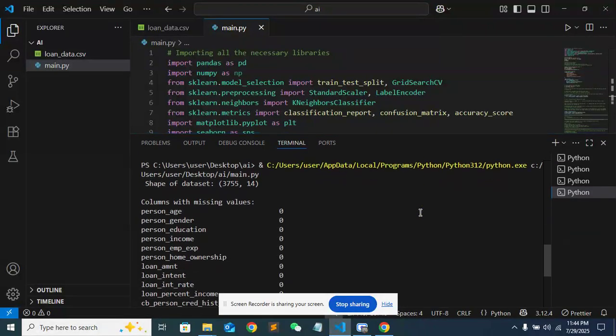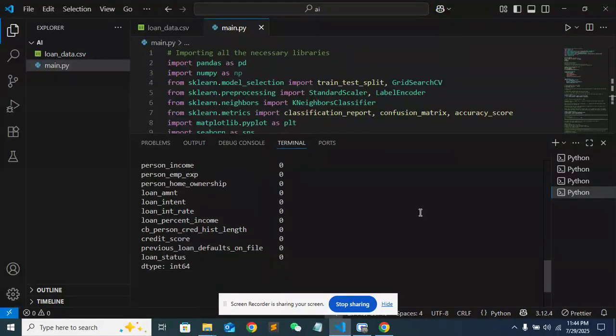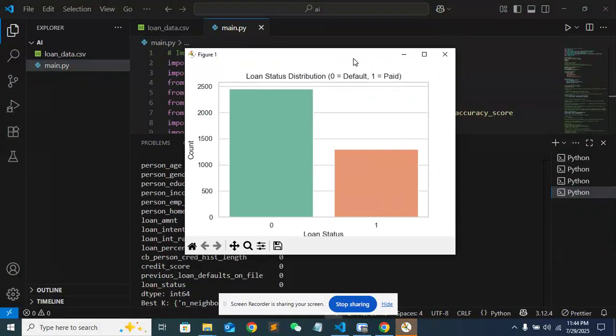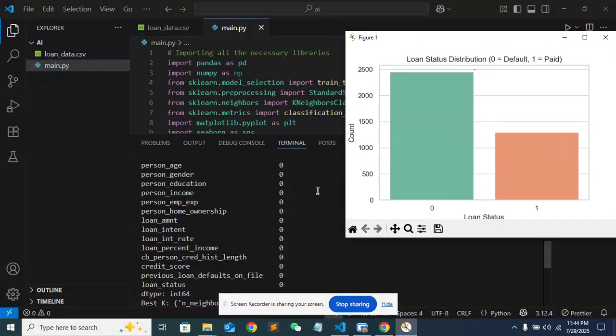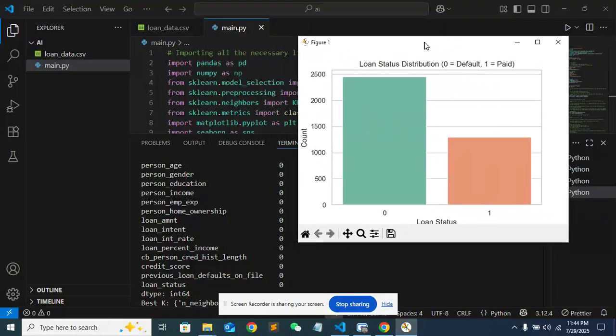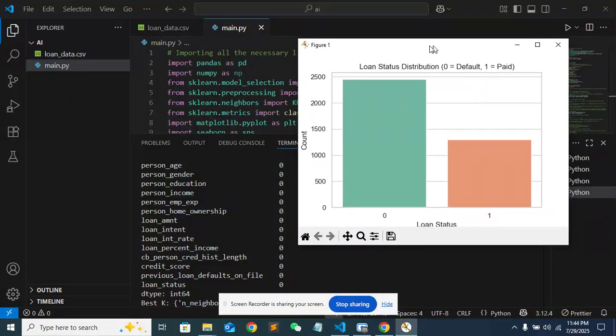So here we are given the shape of the dataset and columns with missing values. The zero zero means there are no missing values, the number of missing values. Currently, it doesn't have any because we have cleaned the dataset.